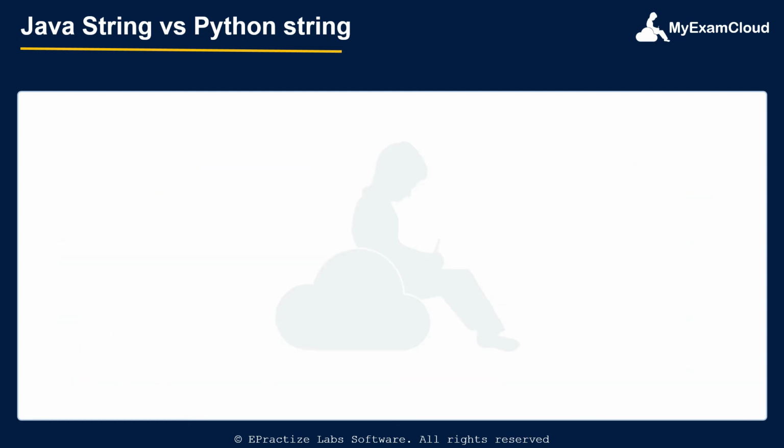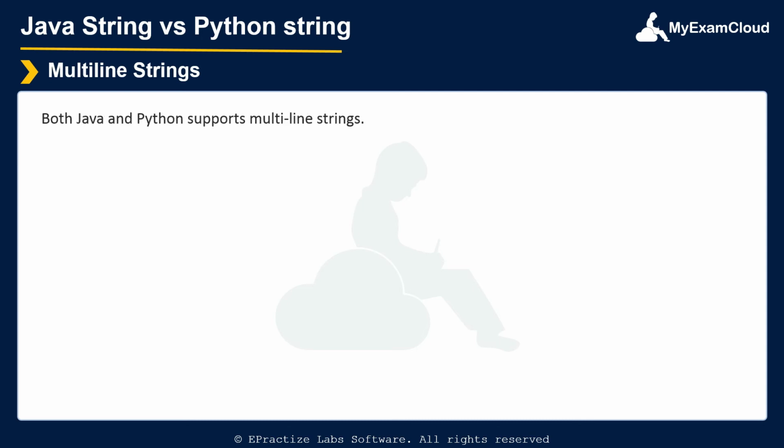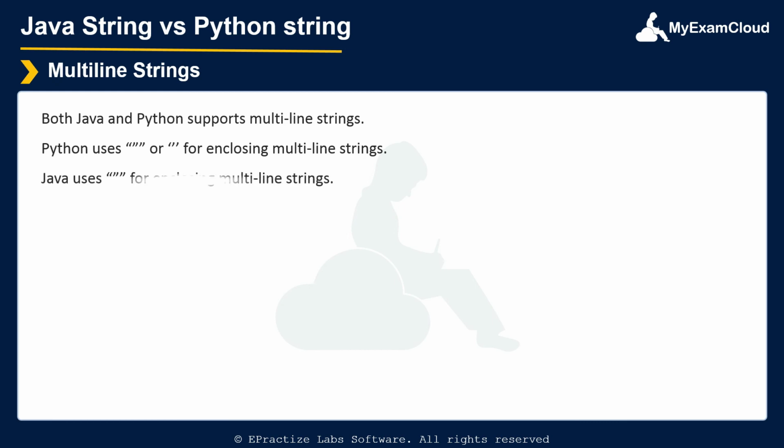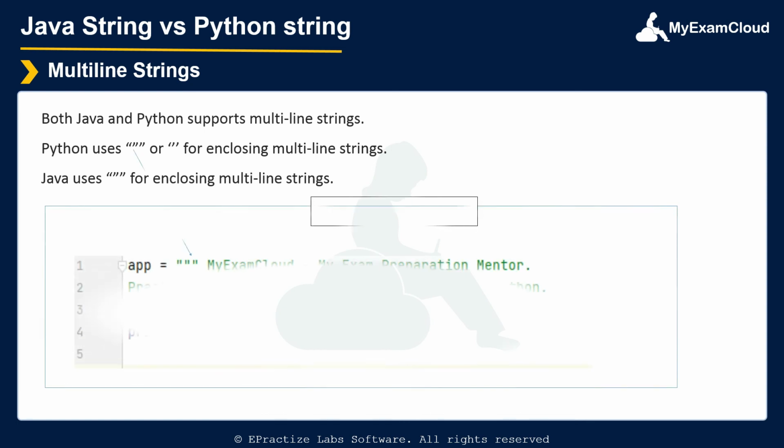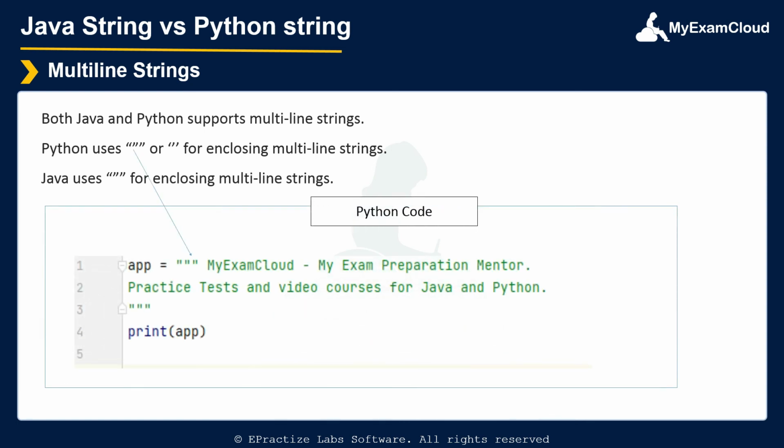Multiline strings. Both Java and Python support multiline strings. Python uses 3 double quotes or 3 single quotes for enclosing multiline strings. Java uses 3 double quotes for enclosing multiline strings. Python code. Java code.